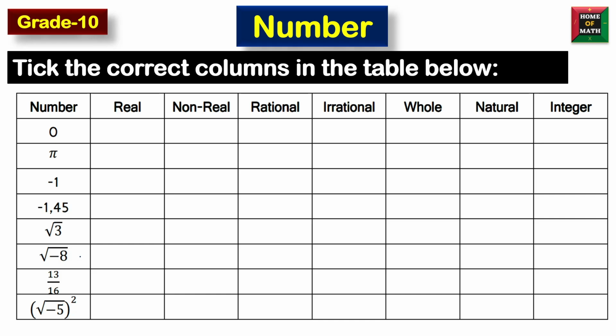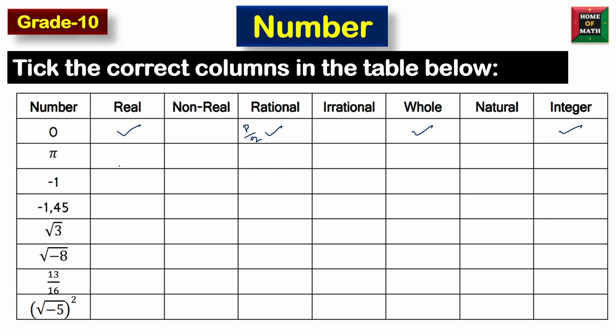We have to tick the correct columns, like for 0. 0 we know is a real number. It's a rational number because we know a rational number can be represented as p by q. It's not an irrational number. 0 is a whole number, but it's not a natural number. A natural number is a counting number which starts from 1 and goes up to infinity. So 0 is not a natural number, right? And 0 is an integer because we know an integer is a whole number but including 0. Okay, so we have to take out this one.